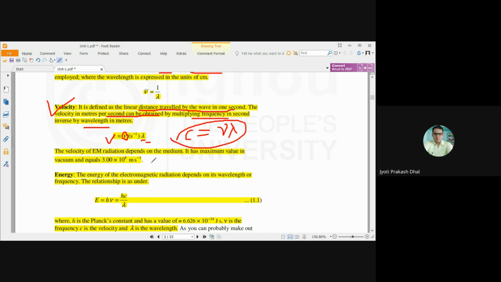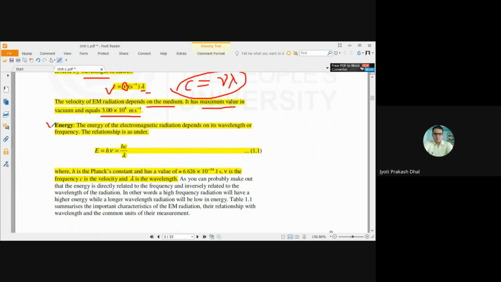The velocity of electromagnetic radiation depends upon the medium. It has the maximum value if the medium is vacuum, and then the maximum value of the velocity of electromagnetic radiation will be 3 into 10 to the power 8 meter per second. That will be equal to the velocity of light.